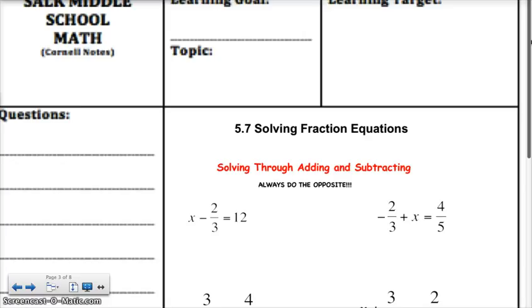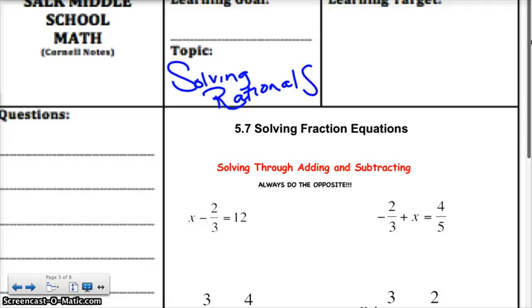Our topic today is solving rationals, and just remember that rationals is just a fraction. It's anything that you can write as a quotient A over B such that A and B are integers. So your topic is solving rationals. Actual lesson topic is 5.7. That's what we're actually doing.